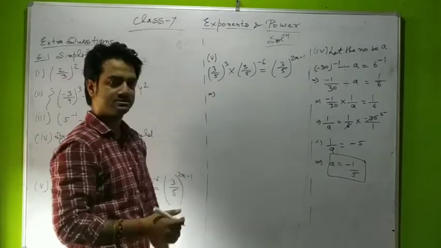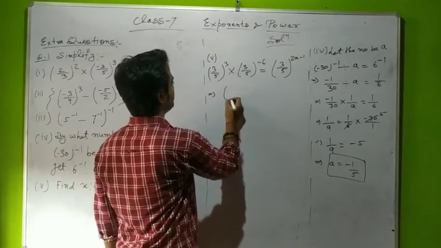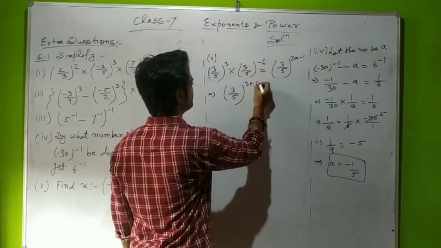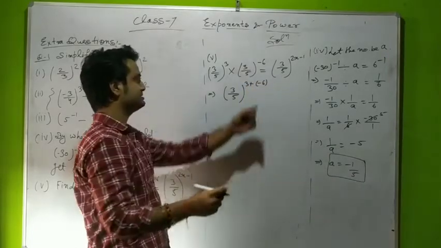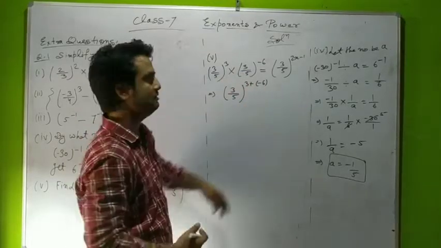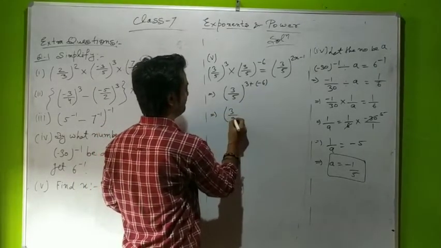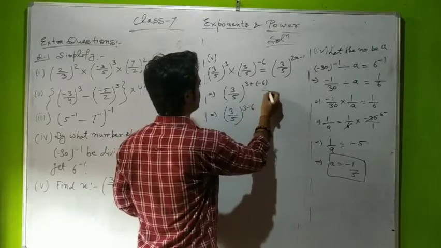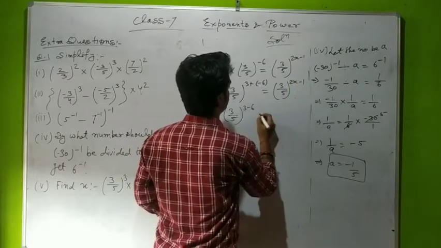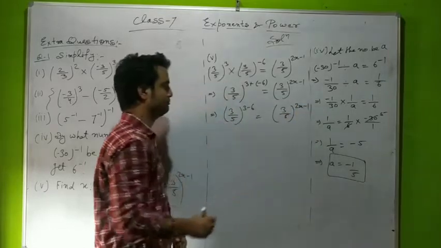First combine the LHS. Okay. Since the base is the same, that is 3 upon 5 in both places, it can be written as 3 upon 5 raised to the power 3 plus minus 6. Since this is multiplication, we will do the addition. Now 3 plus minus 6 will ultimately give us what? When we open the bracket, 3 upon 5 raised to the power 3 minus 6. RHS is already as it is, 3 upon 5 raised to the power 2x minus 1.